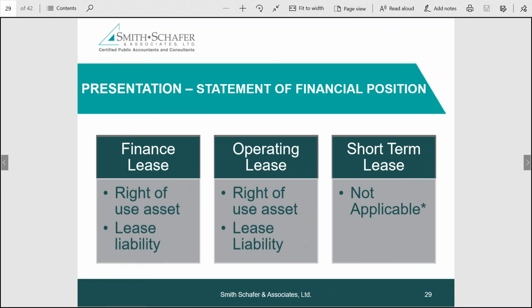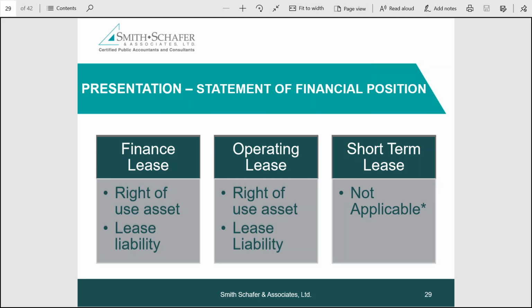So let's talk about how these types of leases are going to be presented on your statement of financial position. Finance lease, like I said, that's just a capital lease. So it currently has an asset and a liability. In the future, it's going to have an asset and liability. They just have different names. You have a right-of-use asset and now a lease liability. Overall, not a big change.